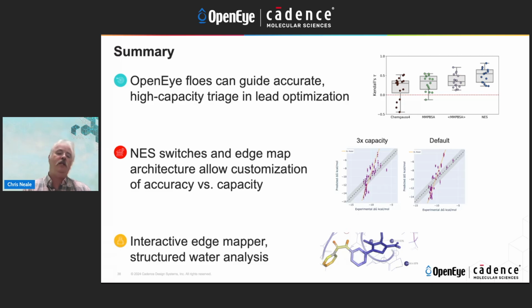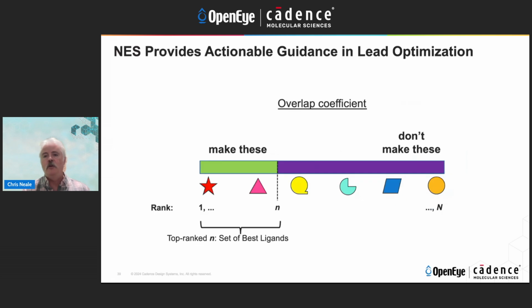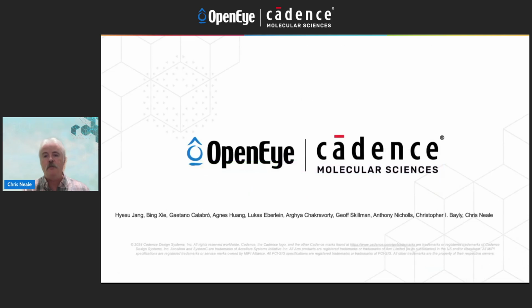I showed you in the second part of the talk how you can boost your ligand capacity by, for example, 3 times by cutting your switches down from 80 to 20 and still get useful predictions in many cases. And then I talked about our interactive edge mapper, our structured water analysis. So really, this is our aim. It's to help you make better decisions about which molecules to make and which ones not to make in your weekly DMTA cycles. Thank you.